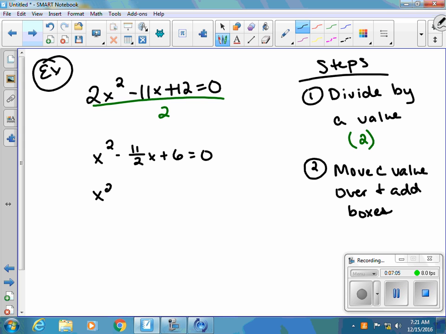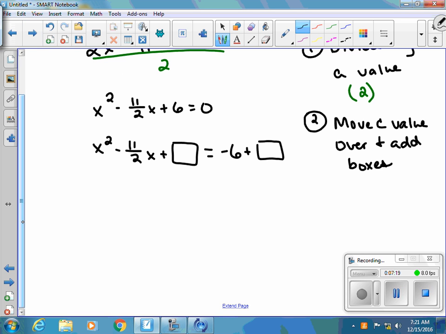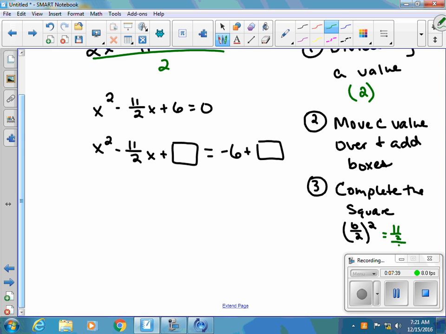So I have x squared minus 11 over 2x plus our box. We have to move the c value over, which in our case is the 6. So now we have negative 6 plus our square. Step 3, complete the square. So that's the b over 2 squared. So for our case, we have 11 over 2 divided by 2 squared.